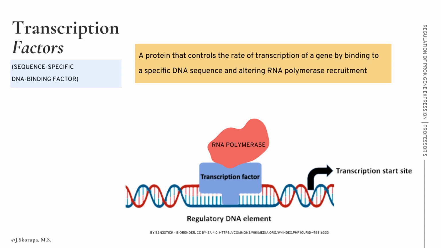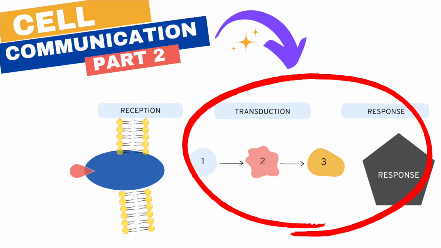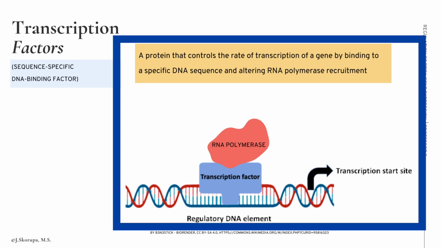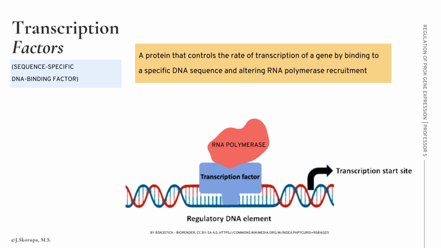Remember, to be expressed, each gene requires a particular set of transcription factors, and different cells have different sets of specific transcription factors. We learned about transcription factors in my chapter 11 video called Cell Communication. A transcription factor is a protein that controls the rate of transcription of a gene by binding to a specific DNA sequence and altering RNA polymerase recruitment. They are sequence specific, meaning they're looking for a particular place on the DNA to bind.